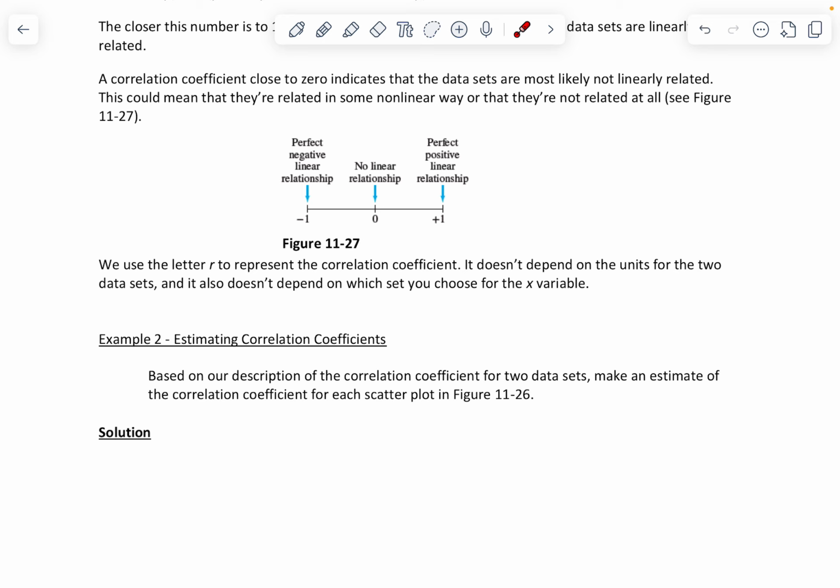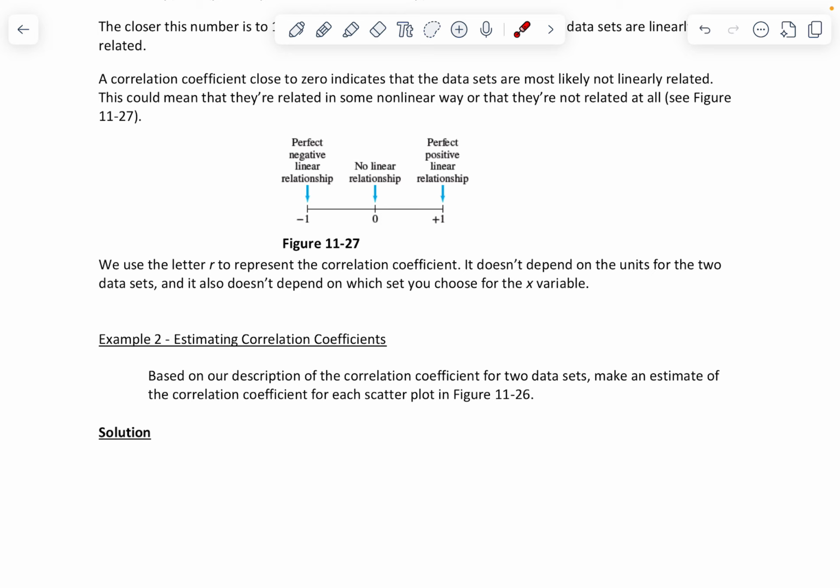Most often, correlation coefficients fall somewhere between 0 and 1, or somewhere between 0 and -1. In the real world, you pretty much never see perfect relationships. So you don't see coefficients of exactly 1 or -1, but you can see coefficients that are pretty close to 1 or -1, which would be fairly strong linear relationships.